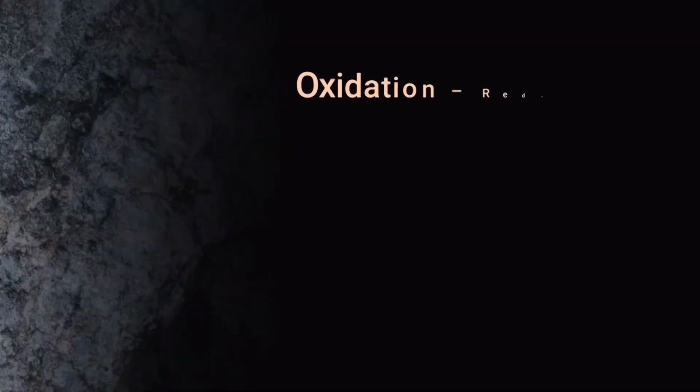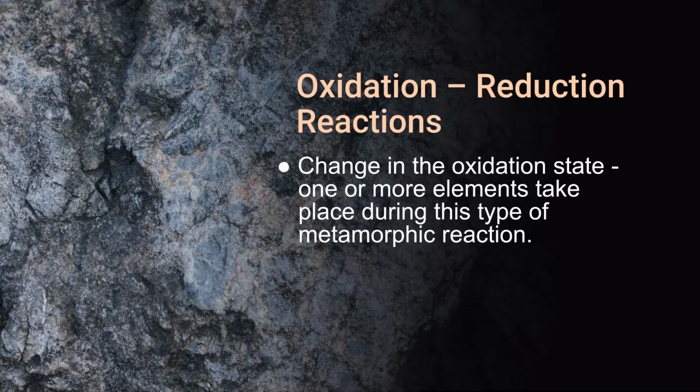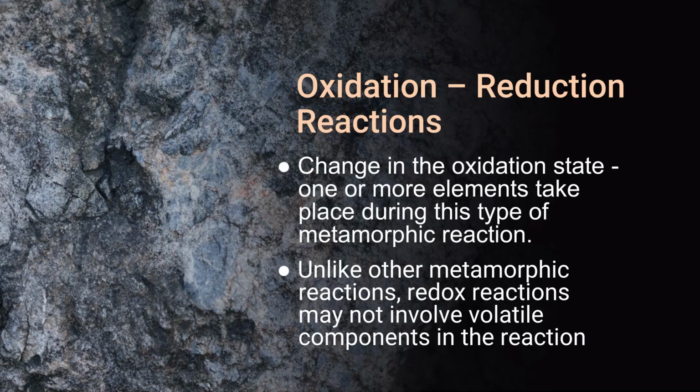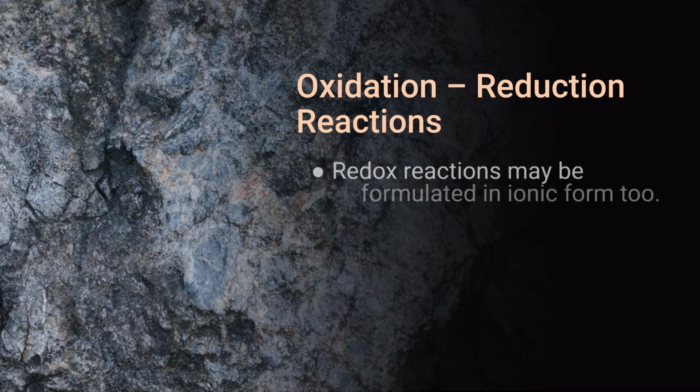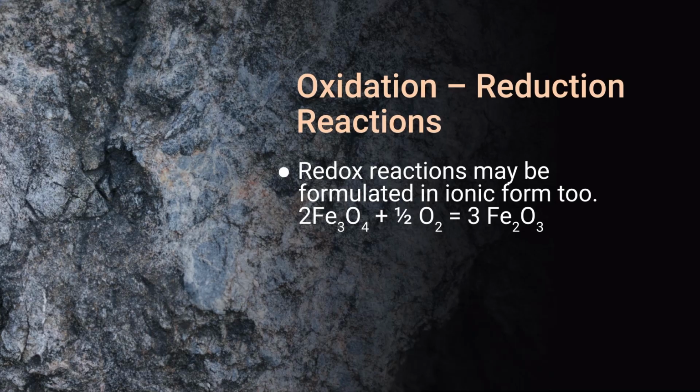Now, the next one is the oxidation reduction reactions. Oxidation reduction reaction means there is a change in the oxidation state of one or more elements during this type of metamorphic reaction. Unlike other metamorphic reactions, redox reactions may not involve volatile components in the reaction. Redox reactions may be formulated in ionic form also. For example, 2Fe3O4 plus half O2 will give 3Fe2O3. So, a change in oxidation state has taken place in this reaction.